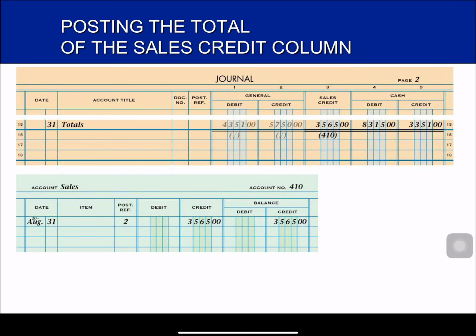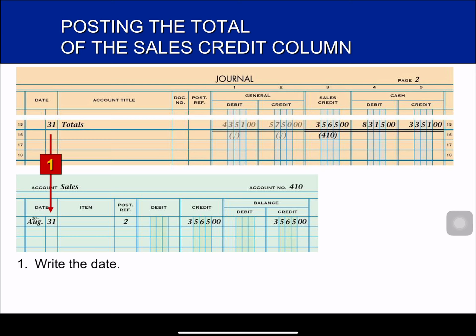Our first thing that we're going to do is post our sales credit total amount. If you think about it, sales will be recorded almost every day. And so therefore, if we post it individually, you'd probably have to post it 30 times a month. Instead, what you do is you post it as a total at the end of the month. So again, you go through the same steps as you did before.